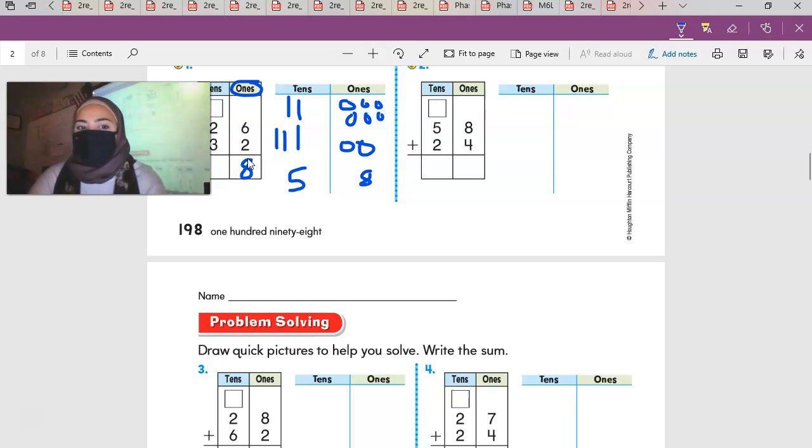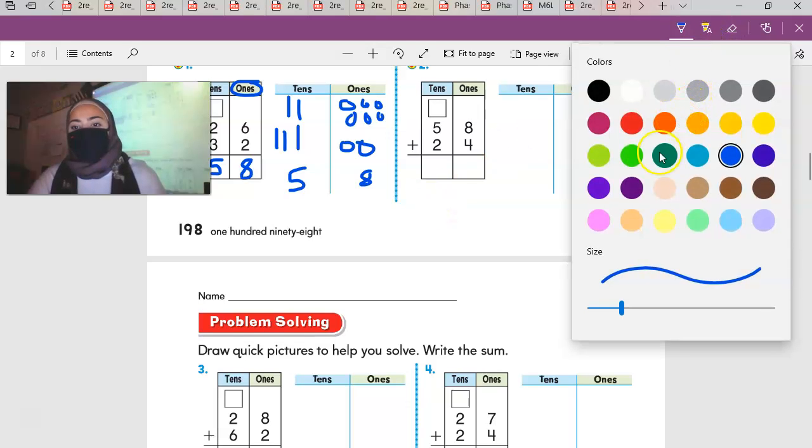6 plus 2 is 8. Okay, so then let's just leave it blank. Don't let it bother you. Just don't put anything in it. Now, 2 plus 3 is what? 5. 58. Okay. All right, let's look at number 2 together.